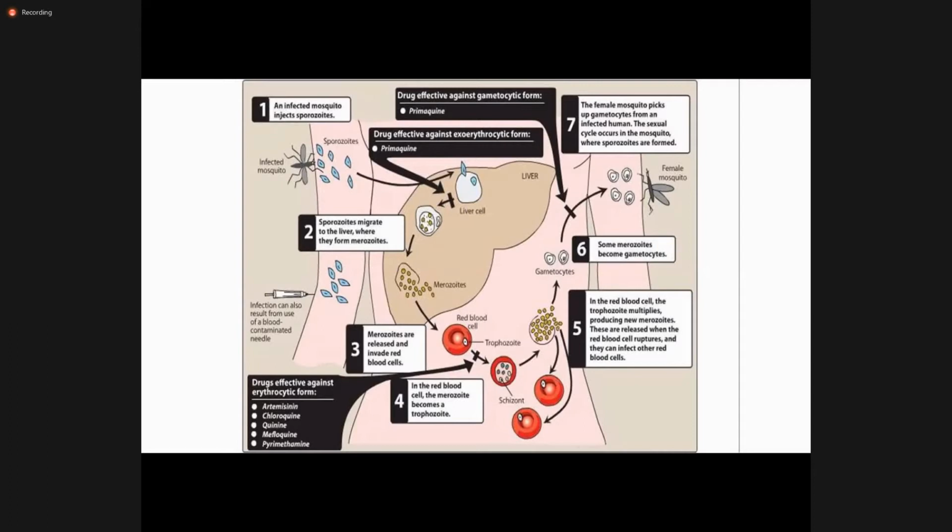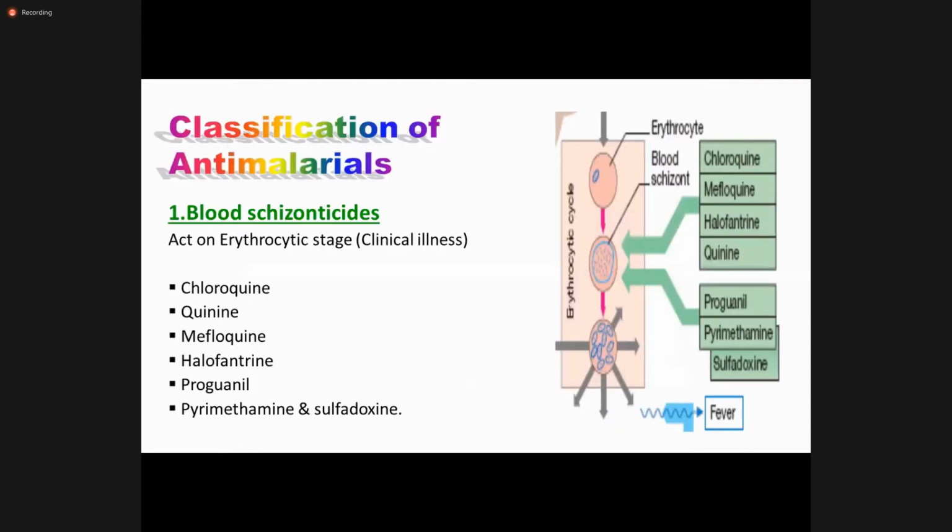Okay, so we can classify anti-malarials, and from there we start with the main pharmacology. Whenever you are asked about anti-malarial drugs, you classify according to this classification. First are the blood schizonticides. Schizont, as I told you, is a form of the parasite; when it multiplies in the red blood cell, it is known as a schizont. So this is the erythrocytic phase, and these drugs act on the erythrocytic stage, which is the main clinical illness phase.